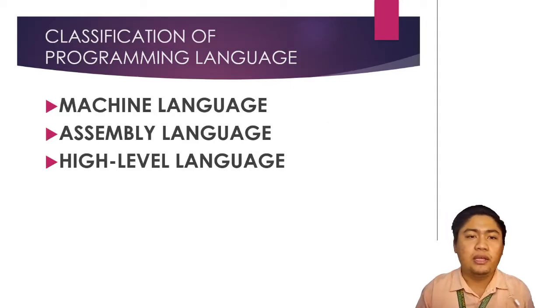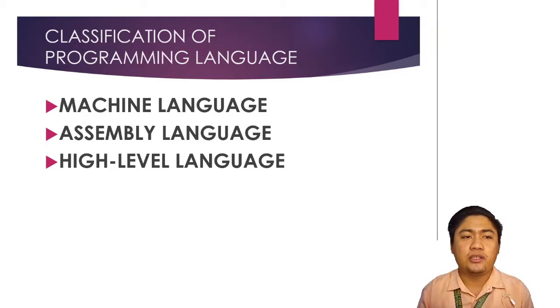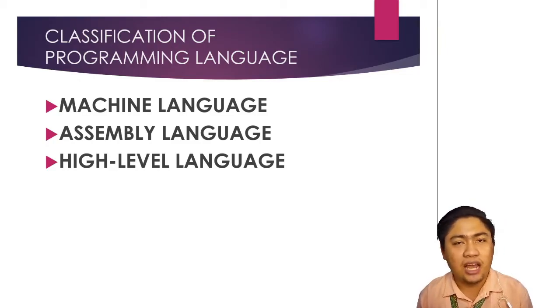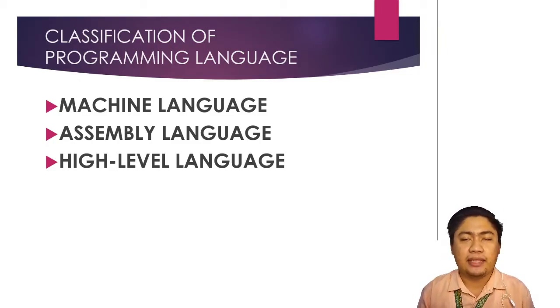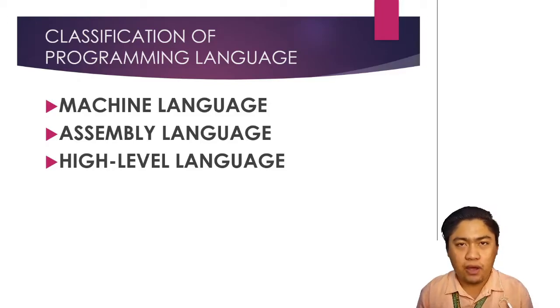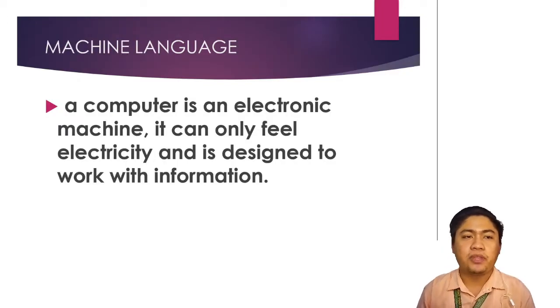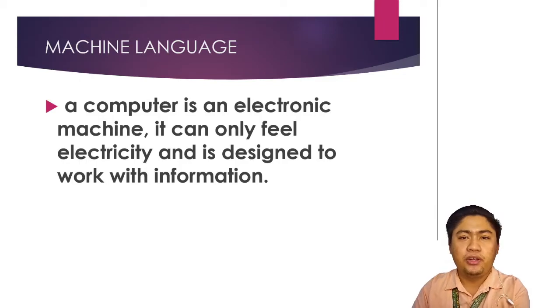So we will know the three classifications of programming language. You have the machine language, assembly language, and the high-level language. So let's focus on the machine language. A computer is an electronic machine. It can only feel electricity, and it's designed to work with information.